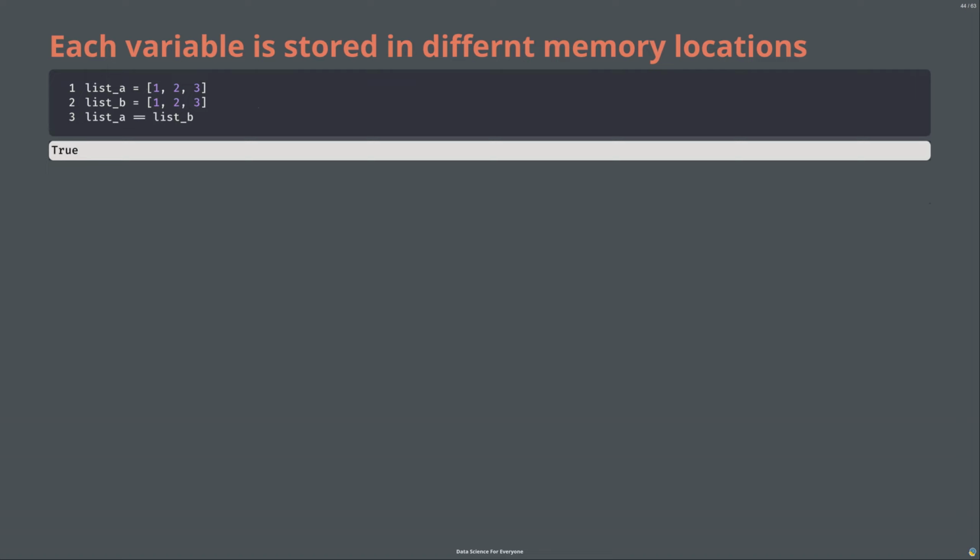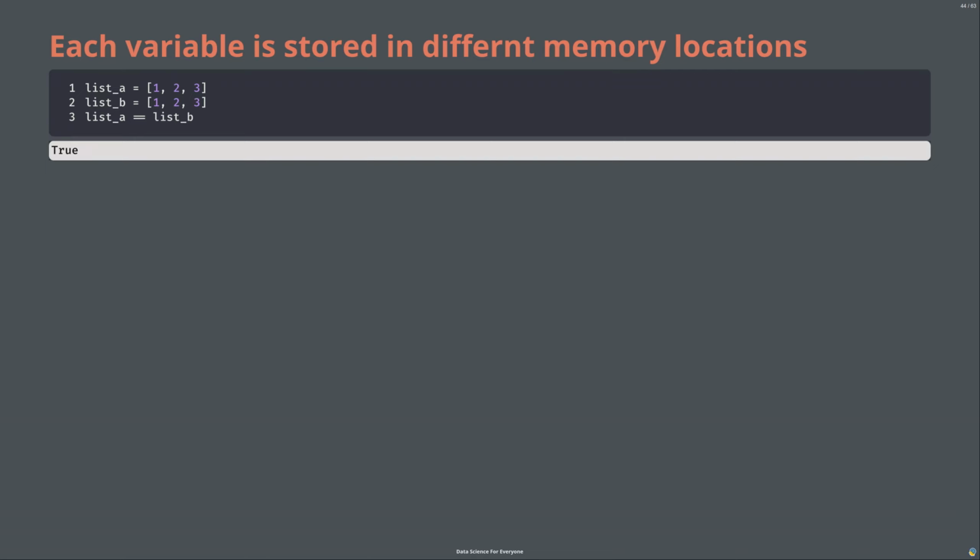Take lists for example. If we create 2 lists with the same values, Python compares their contents, not their memory locations. It sees the data is the same and considers them equal. The same goes for other built-in data types.